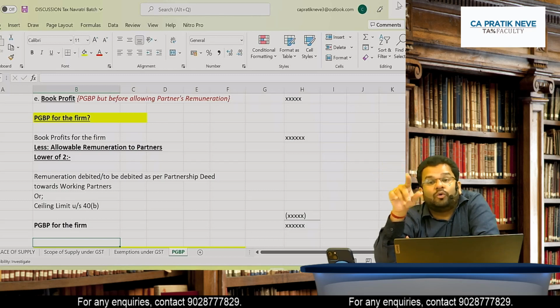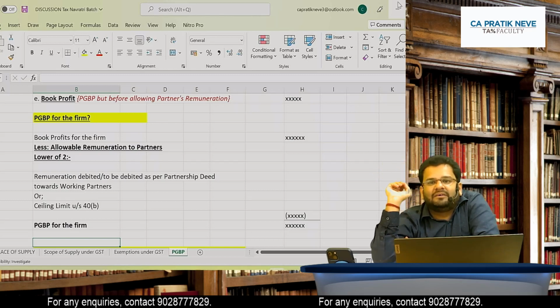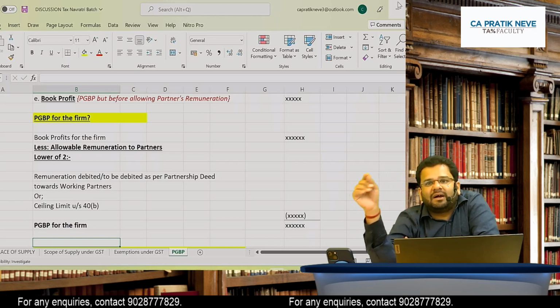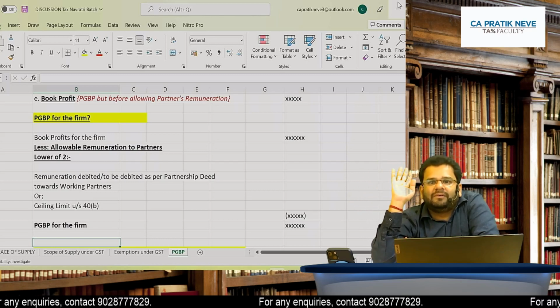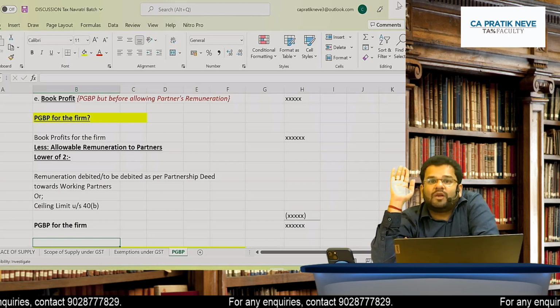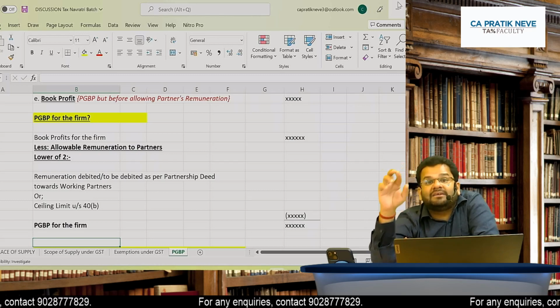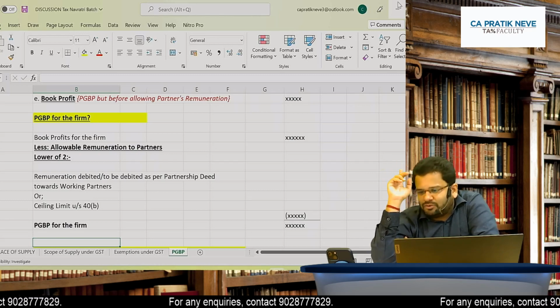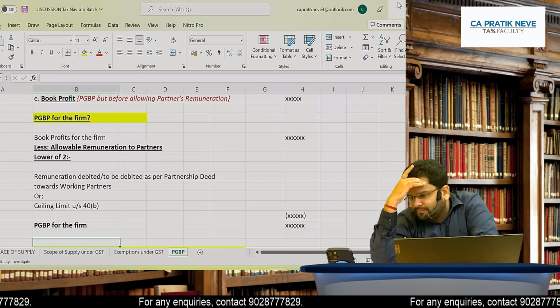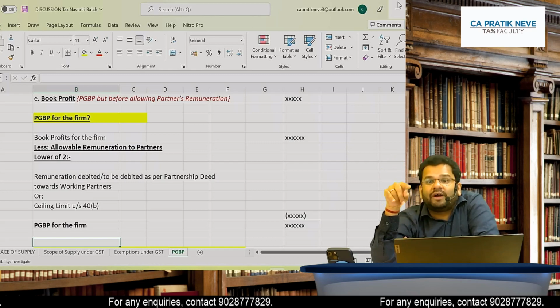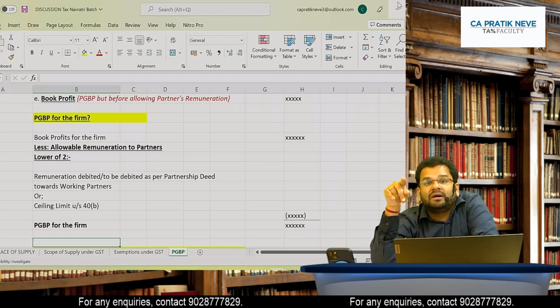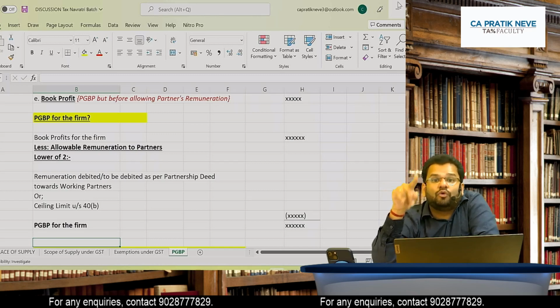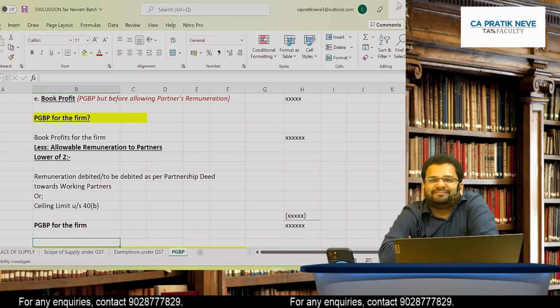So how much is the overall partners' capital? It is 5 lakh, and as per the deed, interest is allowed to the extent possible. So it is allowed at 12%. So you will minus 60,000 rupees. Wonderful, Anup, Kashish, very good. So from 5 lakh you will minus 60,000 and your book profits will be 4,40,000.